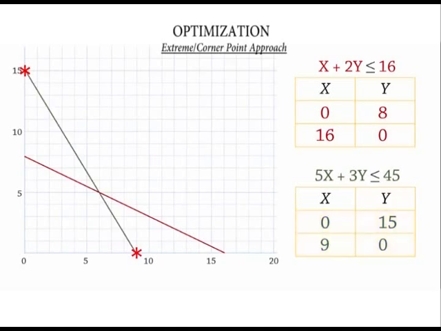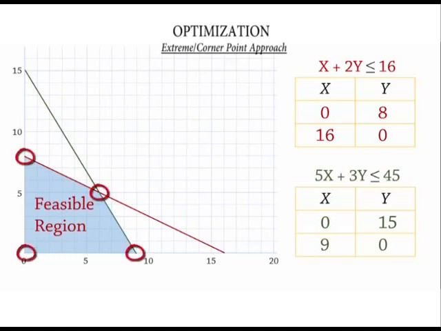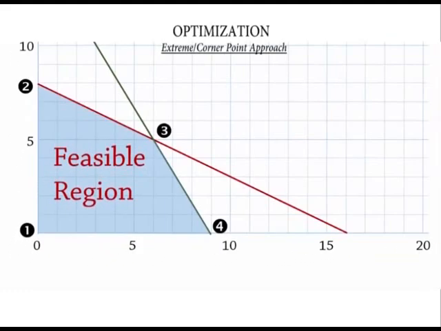If you do the test points and shade off the unwanted region for each line, this will be the feasible region. From here, the optimal solutions occur at the extreme points or at the corners. We label them 1 to 4. The maximum solution will occur at one of them at least. To decide which one is optimal, we will find the coordinates of each point, substitute in the objective function, and choose which one is the best. At point 1, we have 0, 0. Point 2, 0, 8. Point 3, 6, 5. And point 4, 9, 0.